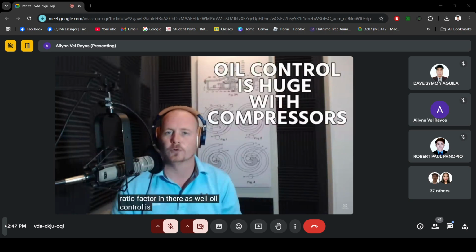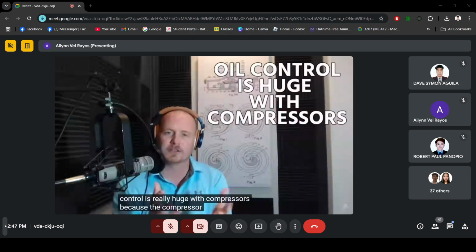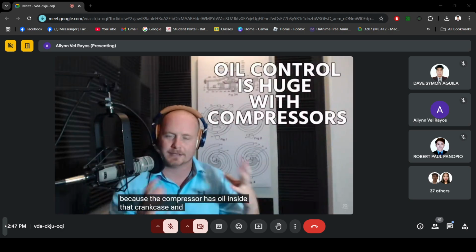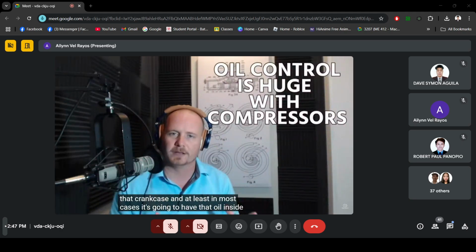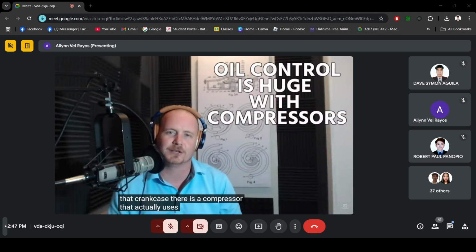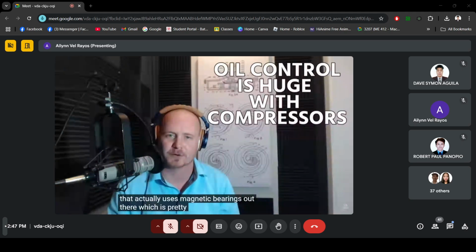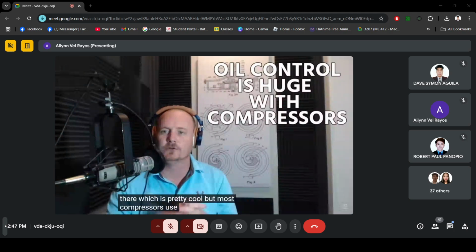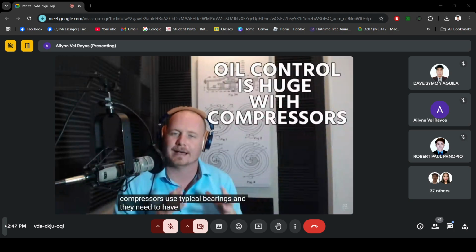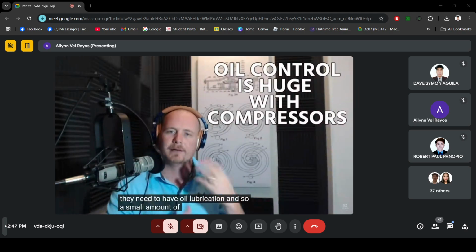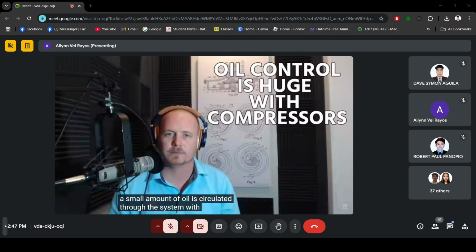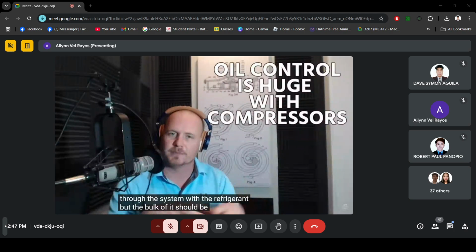Oil control is really huge with compressors because the compressor has oil inside that crankcase, at least in most cases. There is a compressor that actually uses magnetic bearings out there, which is pretty cool. But most compressors use typical bearings and they need to have oil lubrication. And so a small amount of oil is circulated through the system with the refrigerant, but the bulk of it should be in that compressor shell.